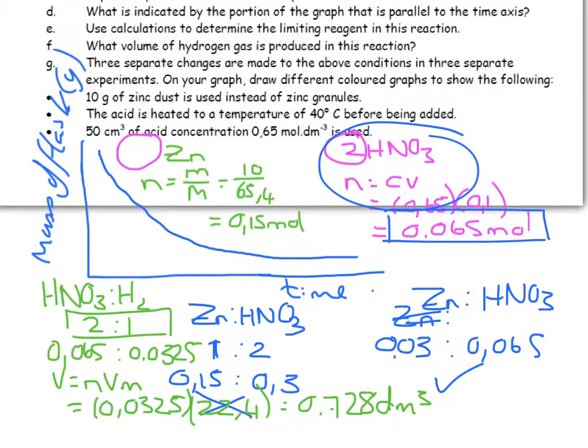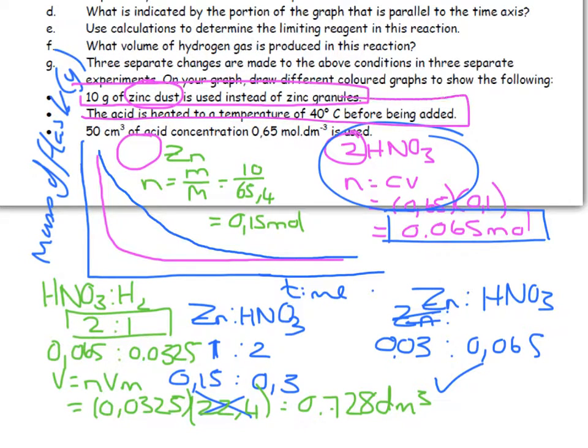On to the next thing, which is to establish, what if I make these changes? 10 grams of zinc dust instead of zinc granules. Well, zinc dust is obviously going to go faster. So that would be more or less what that would look like. The acid is heated to a temperature of 40 degrees before being added. Well, that's also going to go faster. So it will also look pretty much like the pink curve. Boom. And then they're going to say, you can't decide which of those is quicker and which one's slow. I'm happy with them both, just looking like they clearly lose mass more quickly at an earlier time than the previous one.